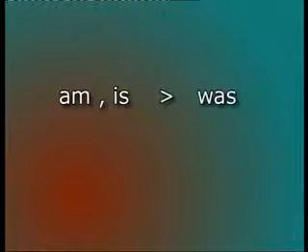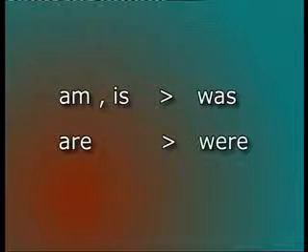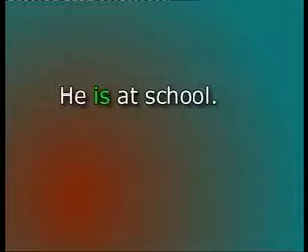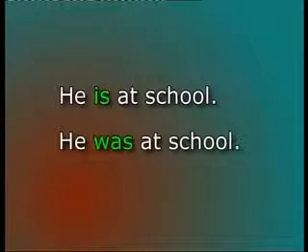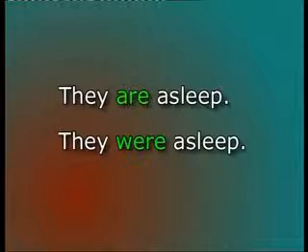Remember, in the past, am and is changed to was. Are changed to were. He is at school. That's a present tense sentence. He was at school. That's the past tense. They are asleep. That's a present tense sentence. They were asleep. Past tense.